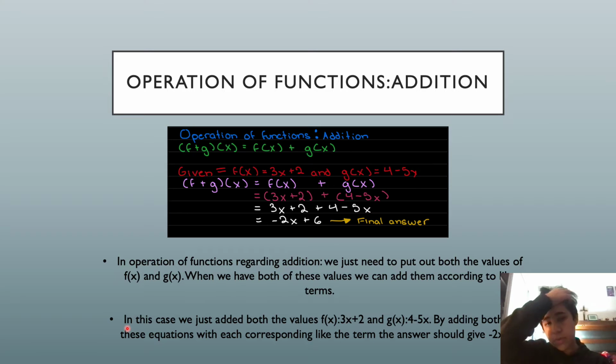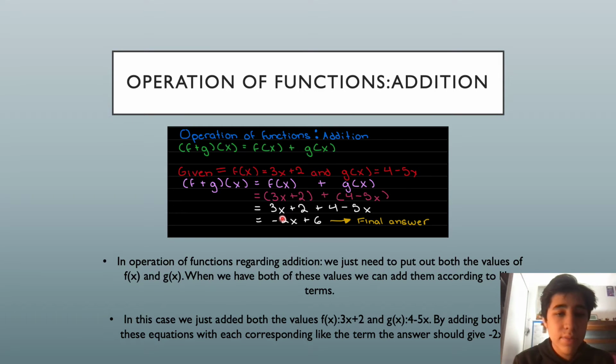Another example of operation of functions regarding addition follows the same process. When we have both of these values, we can add them according to like terms. In this case, we added the values of f of x, which is 3x plus 2, and g of x, which is 4 minus 5x. When we add them together, we get 3x plus 2 plus 4 minus 5x. And when we add like terms, we get the final answer of negative 2x plus 6.